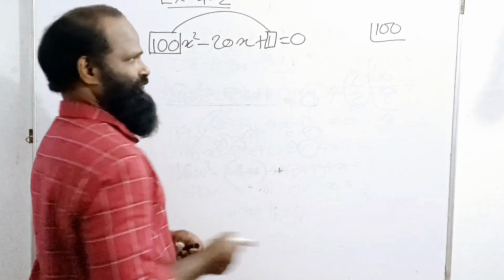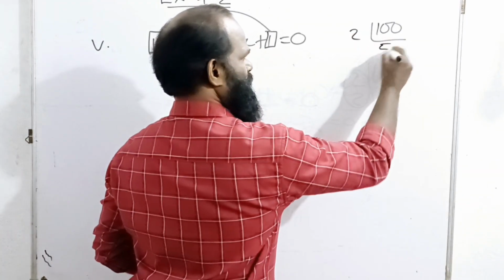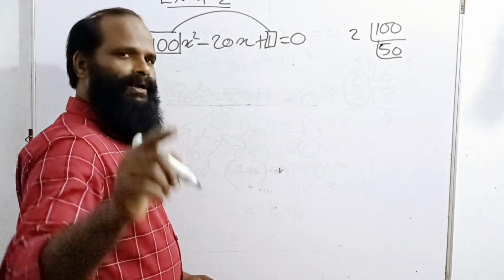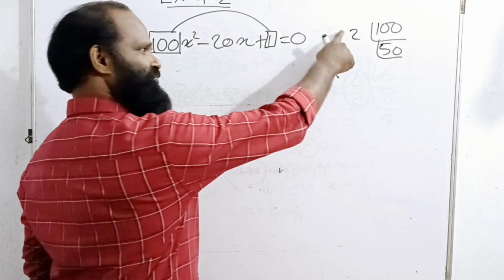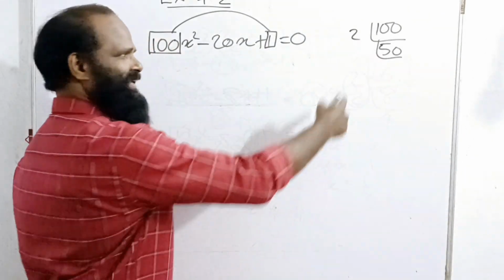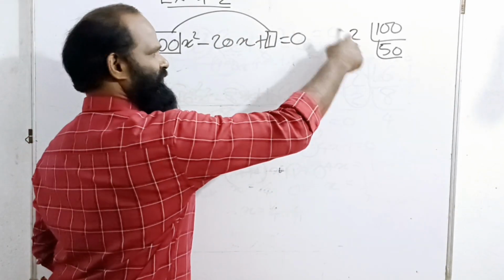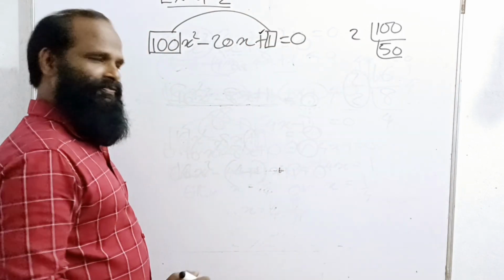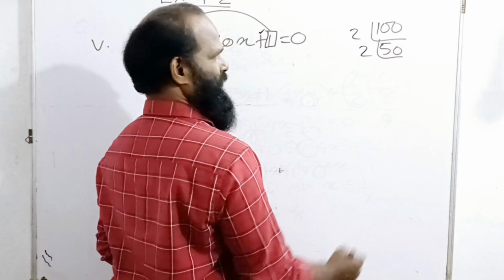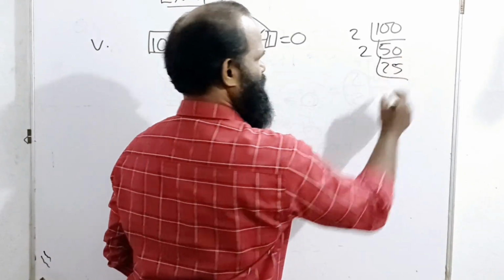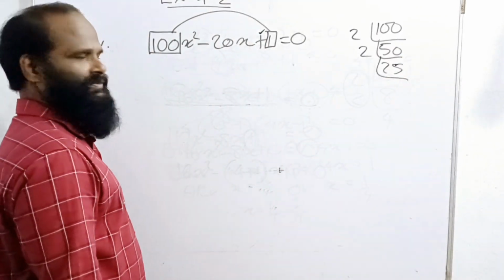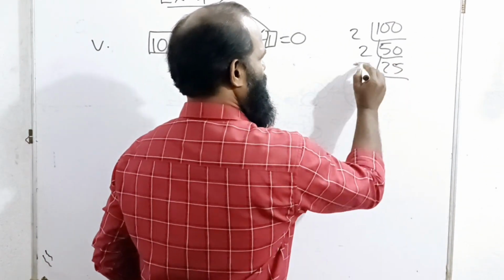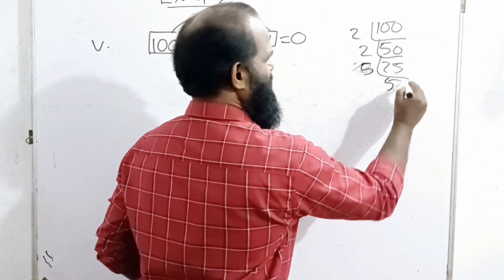Let us try. 2 50s. I told you earlier, each step you see 2 and 50 are the numbers. Can we get 20 when they are added? 2 plus 50 is 52. No chance. 2 again, 25. No chance again. So we go with 5. 5 5s are 25.